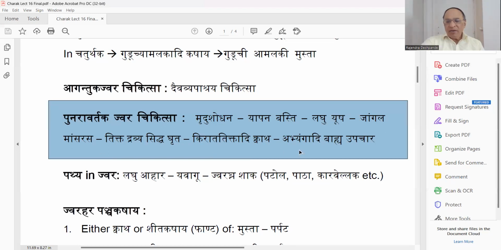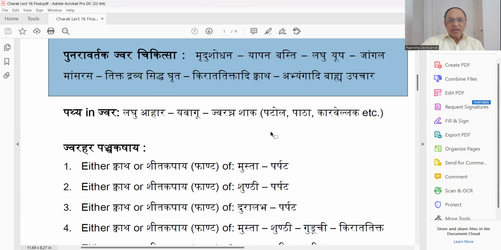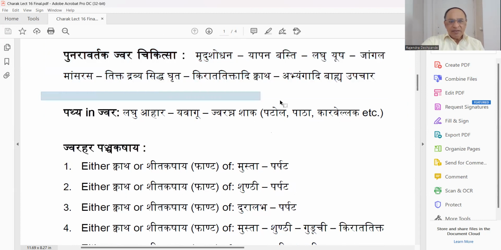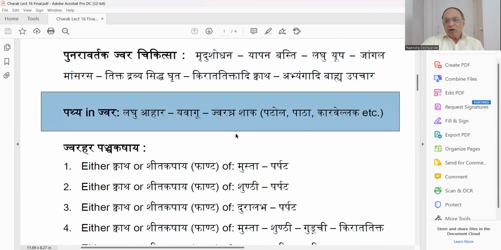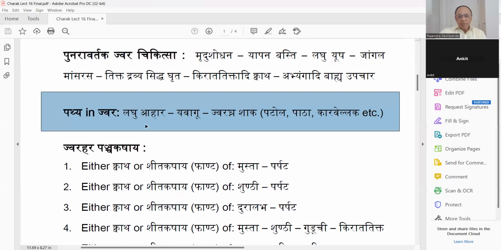किरात तिक्तादि क्वाथ और अभ्यंग बाह्य उपचार हम कर सकते हैं। आगे चरक लिखते हैं कि पथ्य क्या करेंगे हम, ज्वर व्याधि में पथ्य क्या होता है। तो पहले तो हमारा जो डाइट है वो बिल्कुल लाइट डाइट होना चाहिए. Don't take any heavy food. Whenever you are having fever, naturally there is anorexia. भूख नहीं लगती हमें, तो you don't take too much heavy food, high calorie food, high fatty food. कुछ ज्यादा sweet substances नहीं लेनी है आपको.